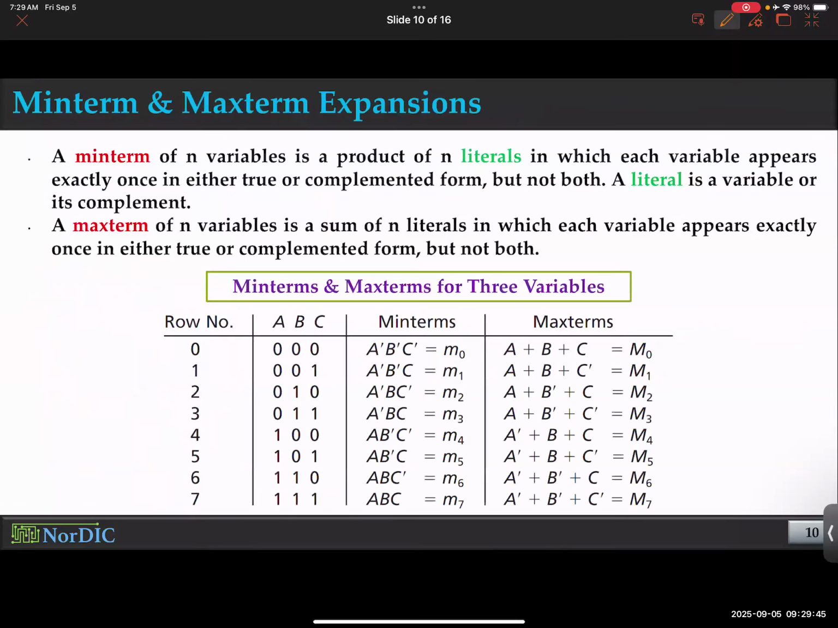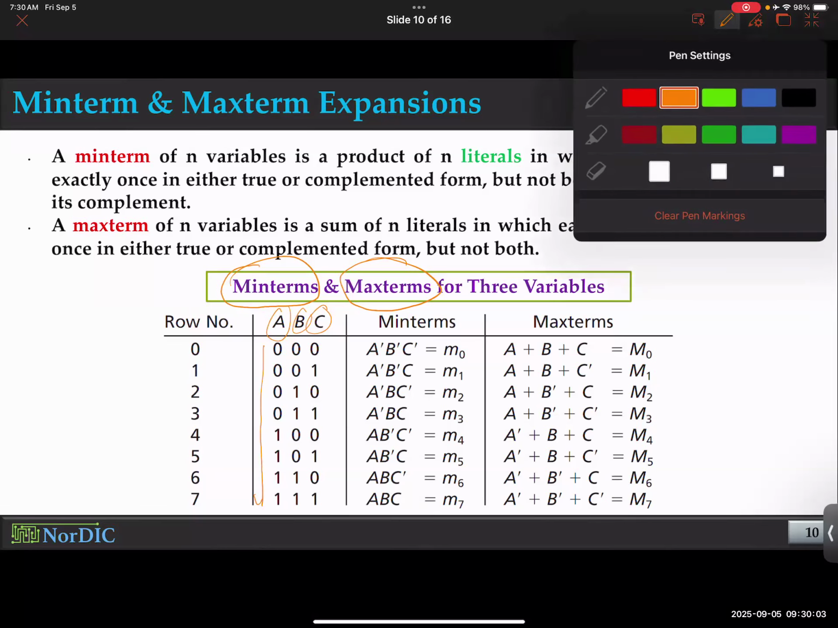All right. So let's move to the next slide. We are going to look at 2 very important terminologies here. One is called min term and the other one is max term. So if you have 3 inputs, A, B, and C, you can have 8 possible combinations, as I keep saying all the time.